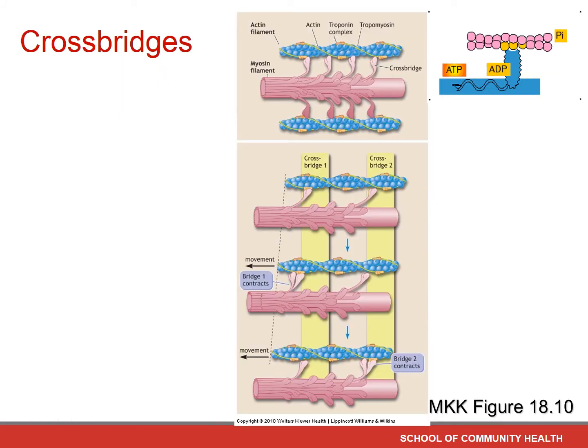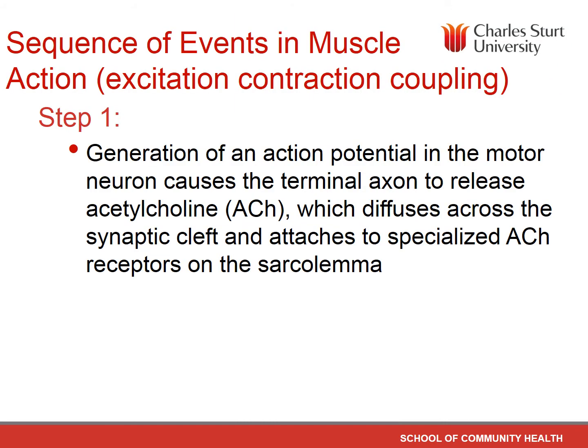Okay, and here's just a figure from your textbook showing cross bridges formed from the myosin filament binding to exposed actin. Okay, so we're now just going to talk through the sequence of events that we see during a muscle action.